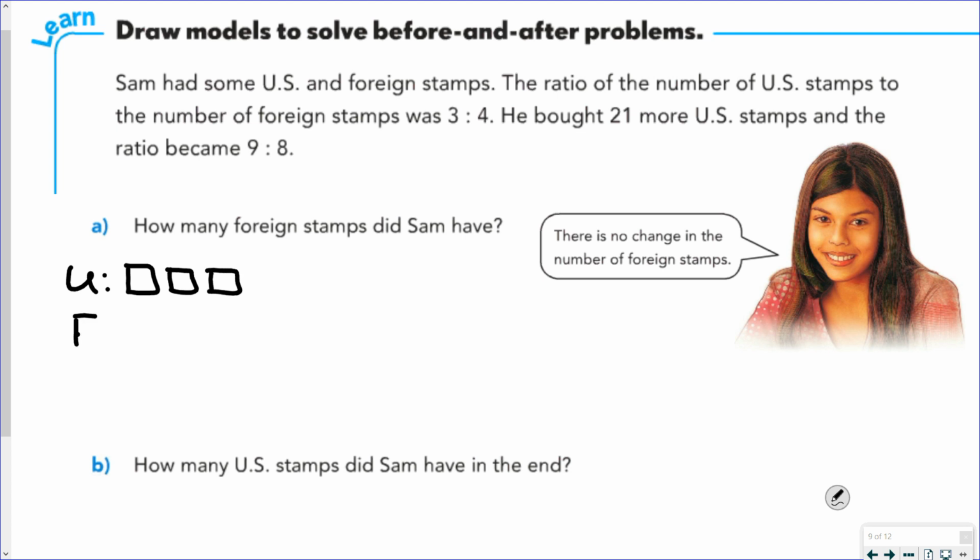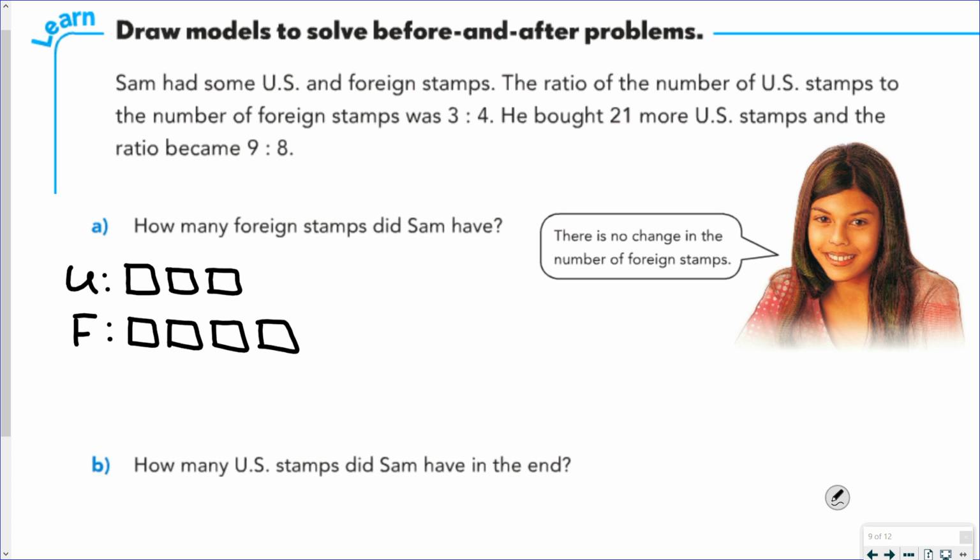So here's my ratio of 3 to 4. And it says that Sam then bought 21 more U.S. stamps and the ratio became 9 to 8. So with this one, the actual number of foreign stamps does not change because he doesn't buy any more. He doesn't get rid of any. So the number of foreign stamps he had at the beginning is the same as what he has at the end. And so since the actual number does not change, we have to look at our ratios and see if we can make some adjustments, which we can.